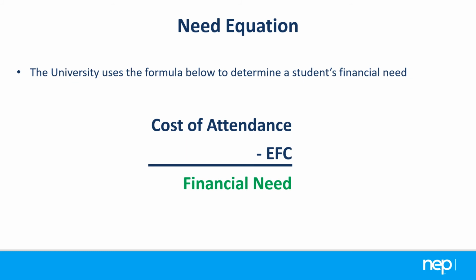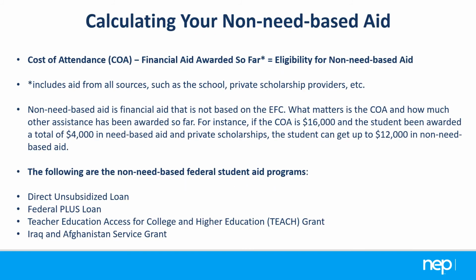The university uses the formula below to determine a student's financial need. Cost of attendance minus EFC equals financial need. Cost of attendance minus financial aid awarded so far equals eligibility for non-need-based aid. The asterisk here includes aid from all sources such as the school, private scholarship providers, etc.